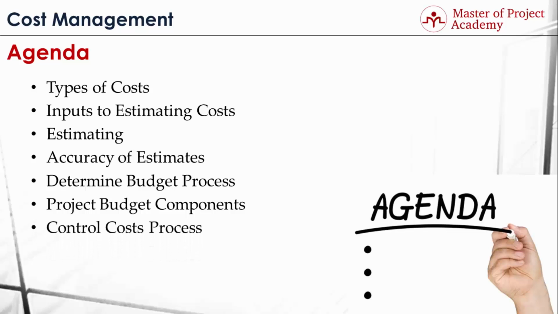Control costs is the fourth and last process of the cost management knowledge area. This process mainly aims to control the project expenses and complete the project on the determined budget. We will go over this process in detail in our further lectures.